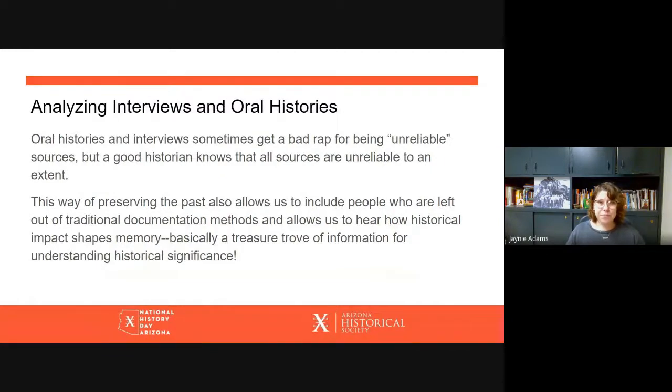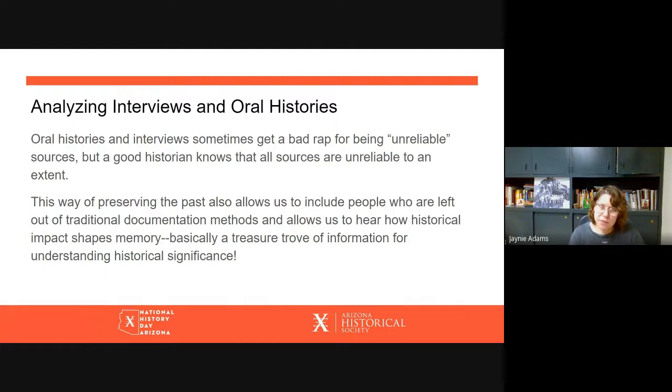All right. And then last but certainly not least, related to kind of understanding music, is analyzing interviews and oral histories. So oral histories and interviews sometimes get a bad rap for being unreliable sources, but a good historian knows that all sources are unreliable. So there's no reason that this source material, which is predominantly how women and people of color recorded their histories, is any more unreliable than any other kind of source.